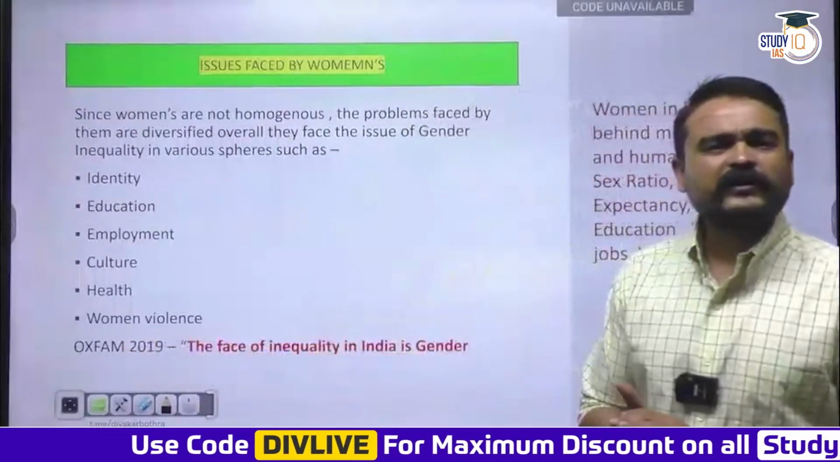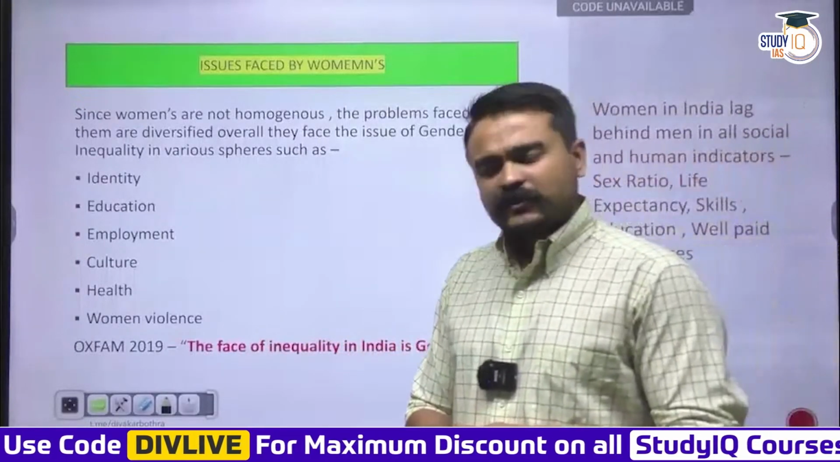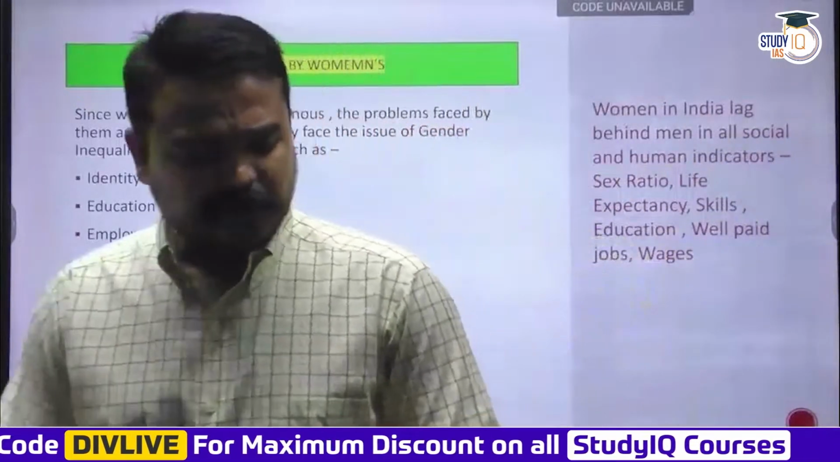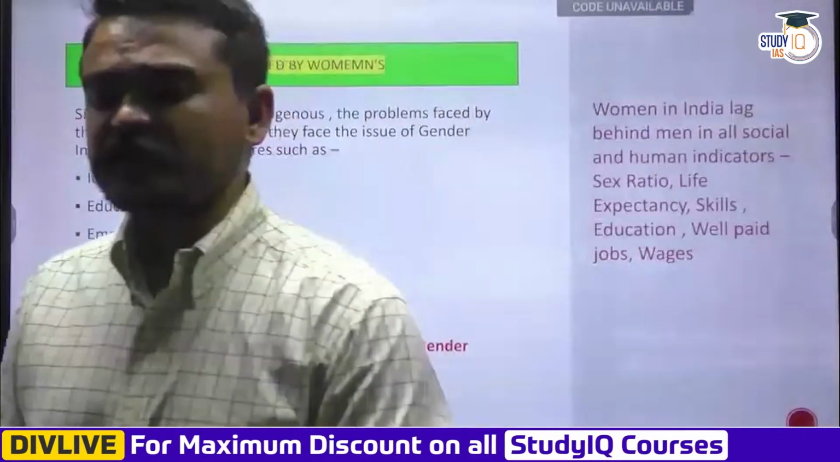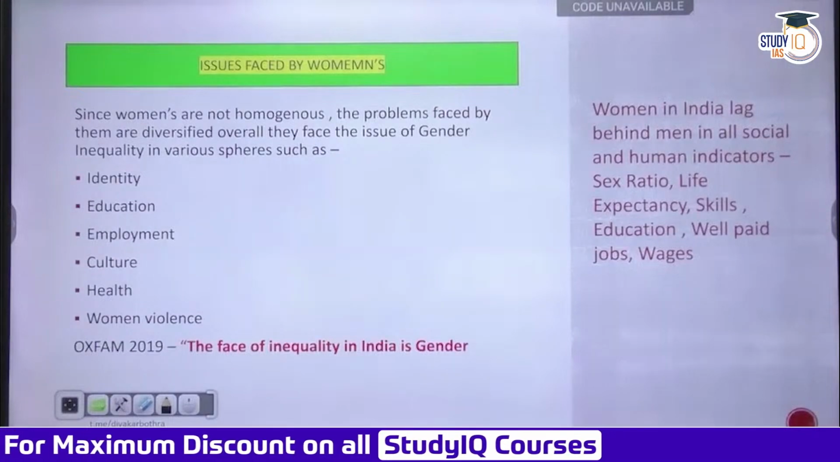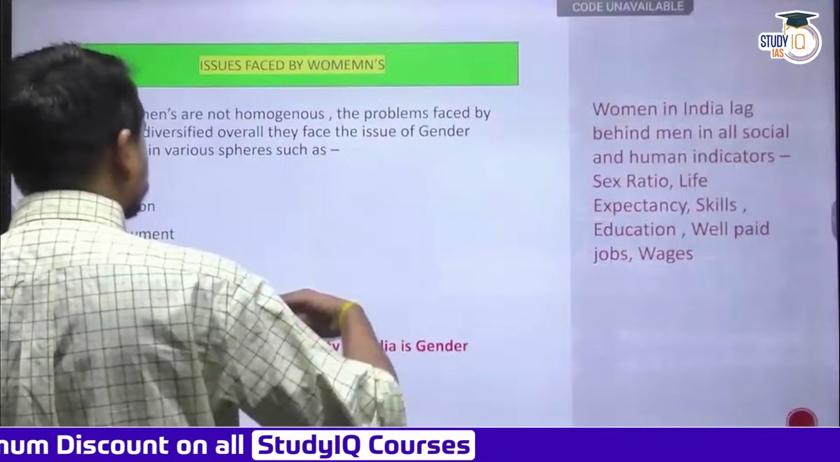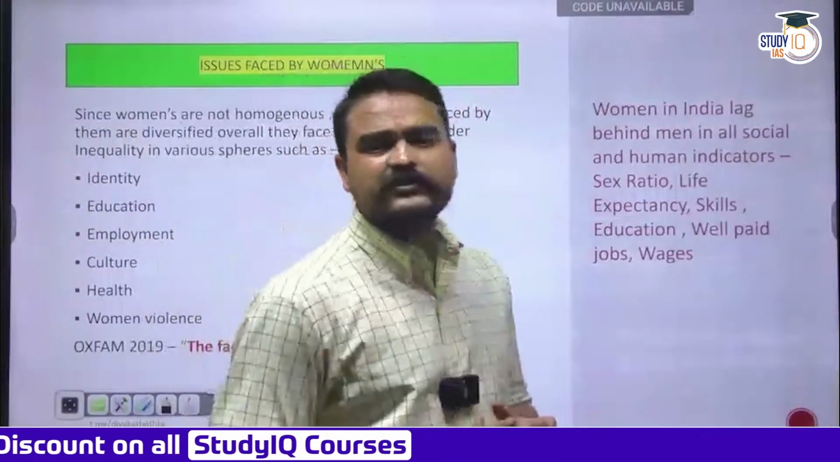Oxfam 2019 report says the face of inequality in India is gender. This statement of Oxfam is very important, as many of our politicians in recent times have often advocated that the empowerment of women is a reality in India. Even Economic Survey 2015-16 says that empowerment of women has already taken place in Indian society.